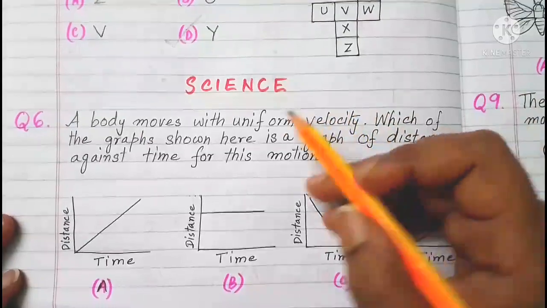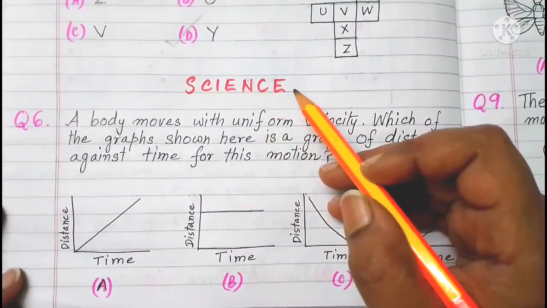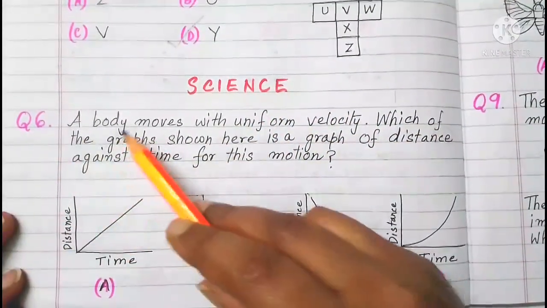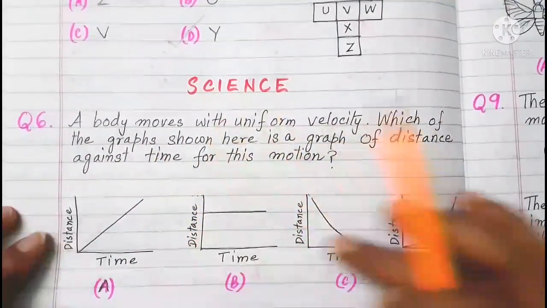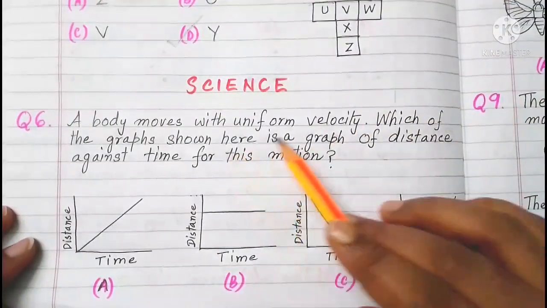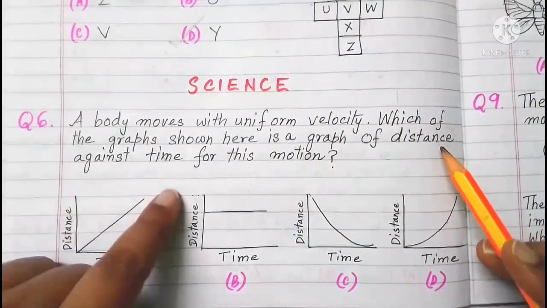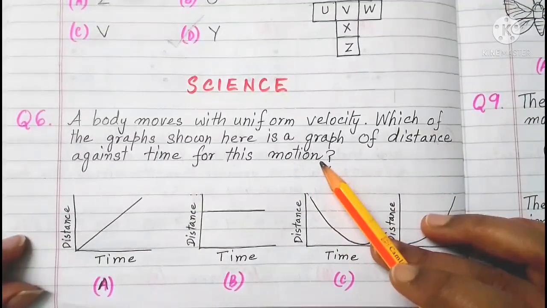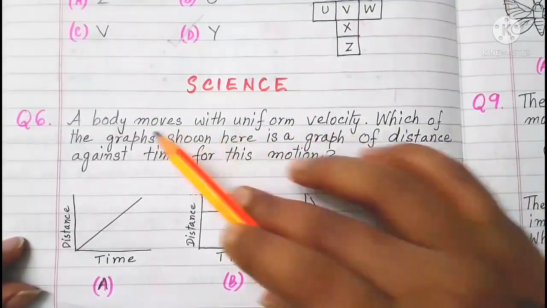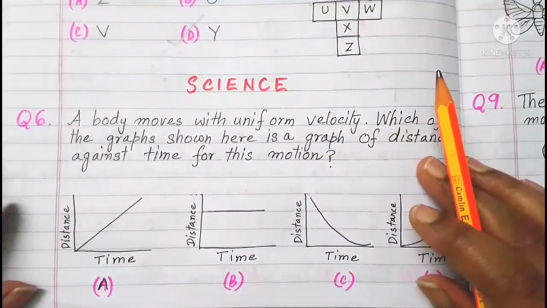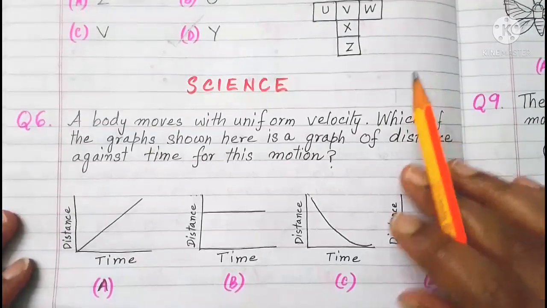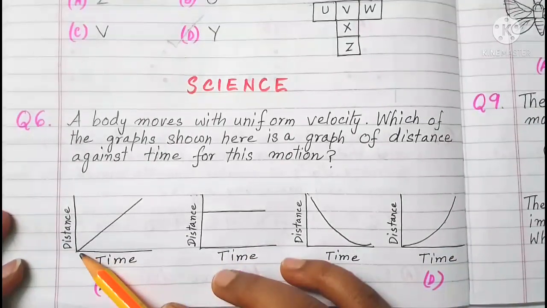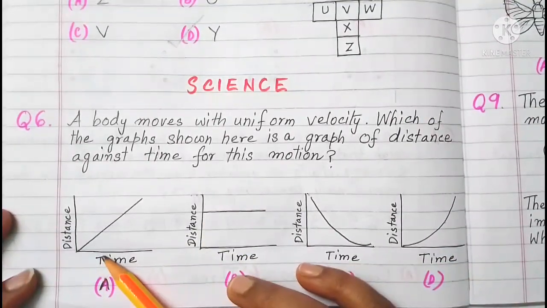Now moving to the next section, it is the science section. Coming to question number 6, under that, a body moves with uniform velocity. Which of the following graphs, 1, 2, 3, 4 shown here, is a graph of distance against time for this motion? A body moves with uniform velocity. Remember that. Uniform velocity means the distance traveled is directly proportional to time. So let's see, this could be possible. I hope this is a very easy question.